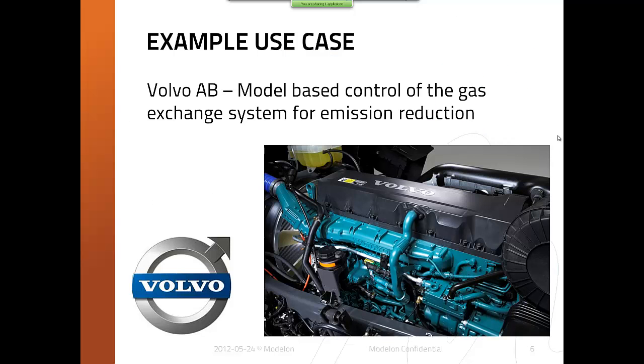So to the example use case, this is the engine that we modeled in this project. It's a 13-liter truck engine, which has exhaust gas recirculation and variable turbine geometry. And this one is certified for the post-new long-term emission legislation.